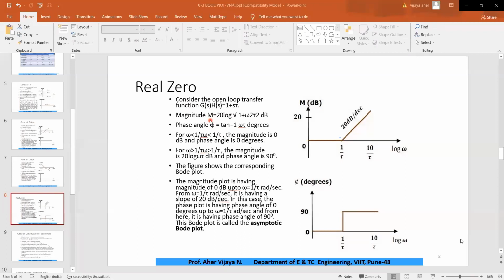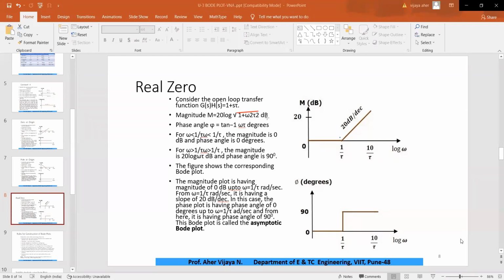So magnitude M is equal to 20 log of under root of 1 square, the real term squared, plus the imaginary term squared. Imaginary, because we are going to replace s by j omega. So omega square tau square, all of this is under root. So students, please write the equation: magnitude is equal to 20 log of under root 1 plus omega square tau square, to the base 10.